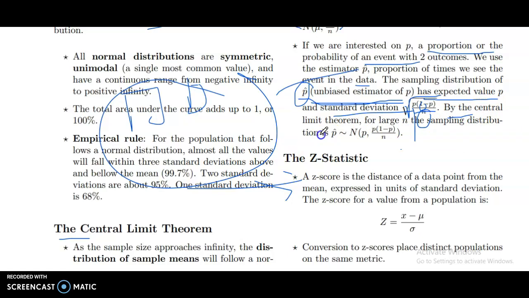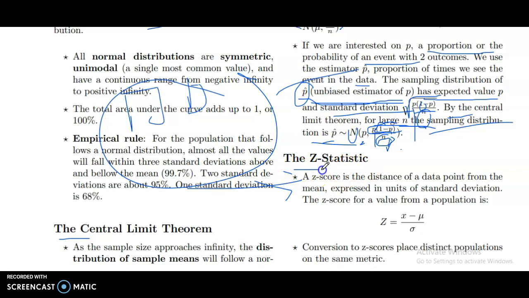By the central limit theorem, for a large number n, the sampling distribution of p cap is approximately normal with mean p and variance p times 1 minus p divided by n, where n is the number of samples. That is the sampling distribution.